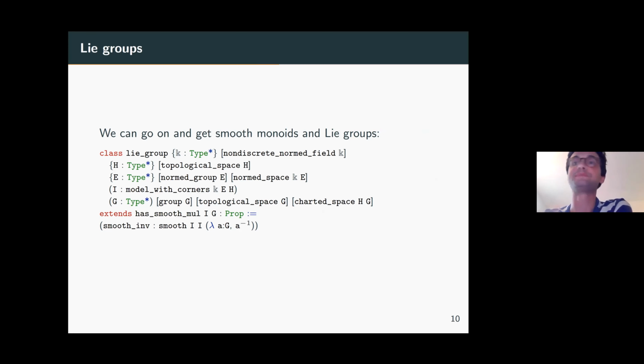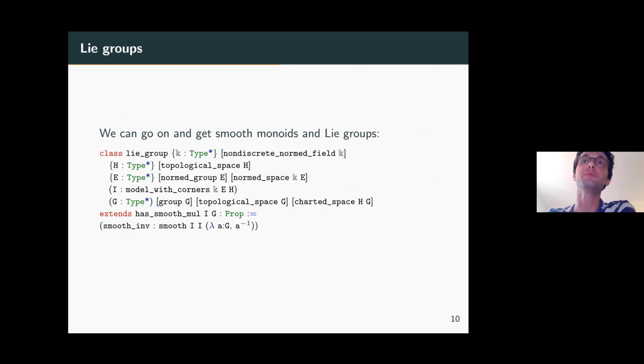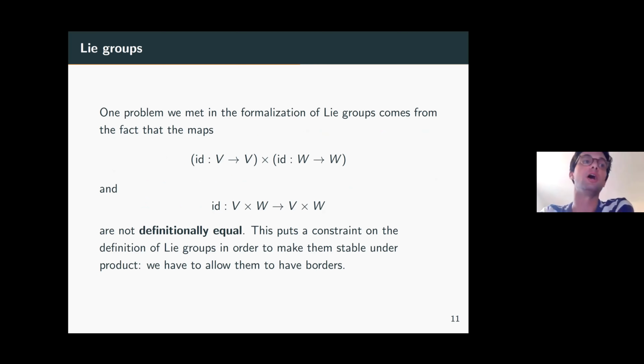So formalizing Lie groups is quite standard. We only met one problem in the formalization of Lie groups, and this problem has to do with the fact that one might want to formalize Lie groups to be manifolds without borders. One might want not to deal with borders. This is because there is a theorem that says that if you allow Lie groups to have corners, to have borders, you actually can prove that it does not have borders.